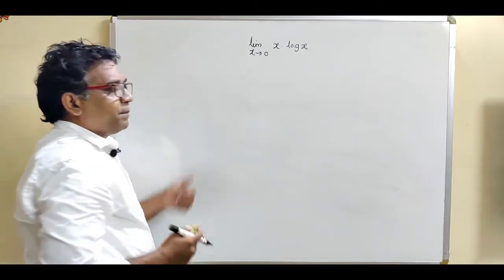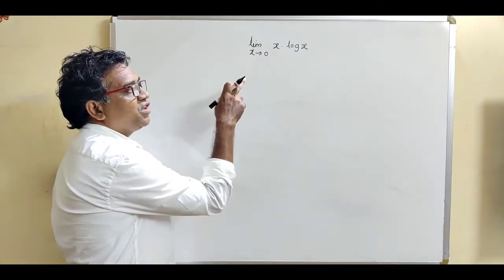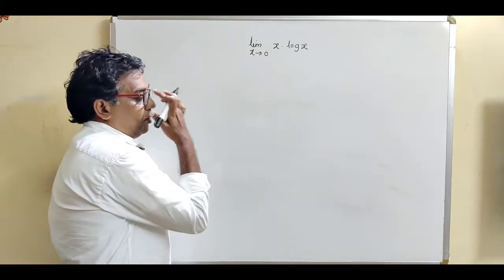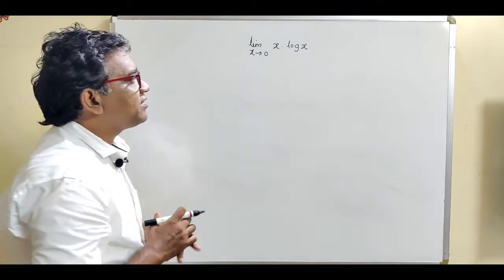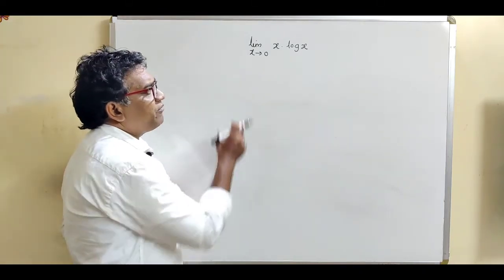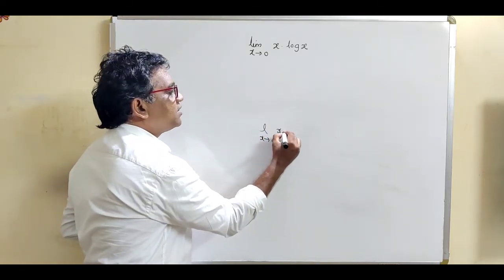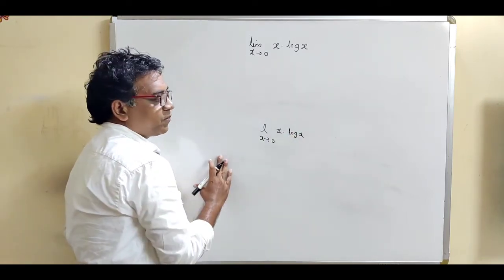Now see, this is the example. Evaluate the limit as x tends to 0 of x log x. If we observe this limit function, we can easily say that this limit form contains a product. Now see what the process is.